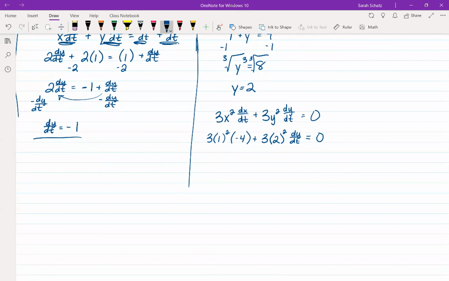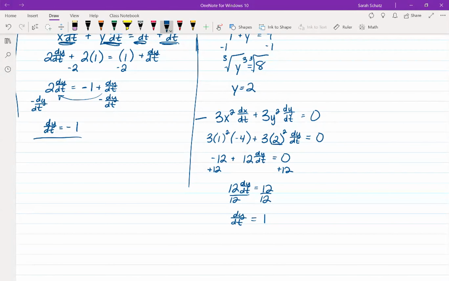So let's see, 3 times 1 times -4 is -12. Plus, make sure you do the 2 squared first. So 2 squared is 4 times 3 is 12 dy/dt equals 0. Let's add 12 to both sides and get 12 dy/dt equals 12. Divide both sides by 12. There's a lot of 12s happening right now, but we get dy/dt equals 1.